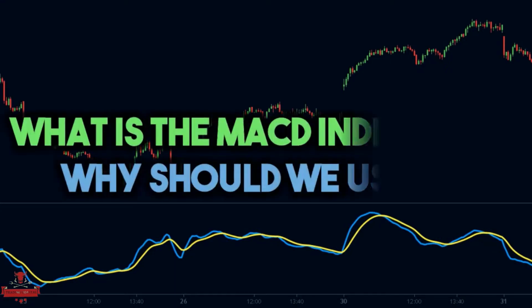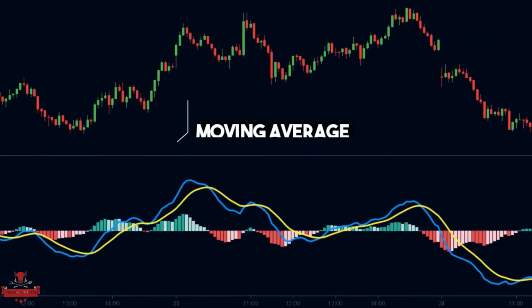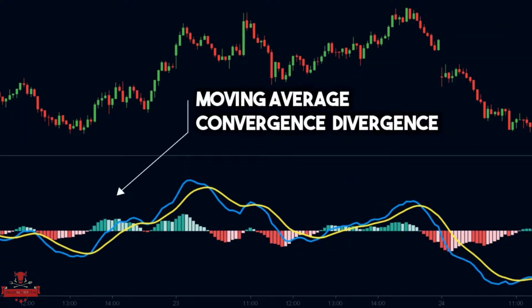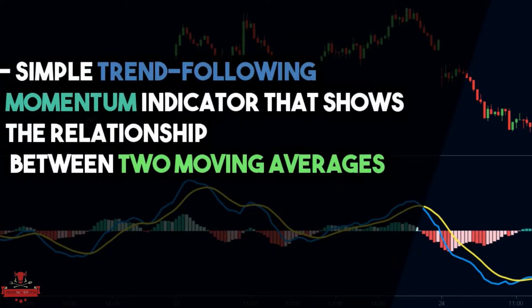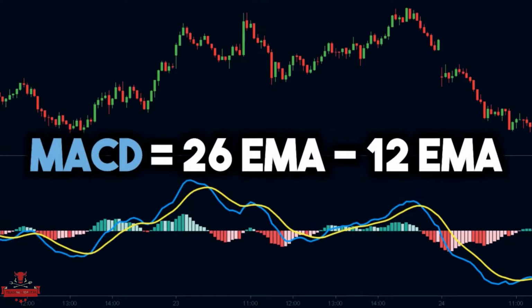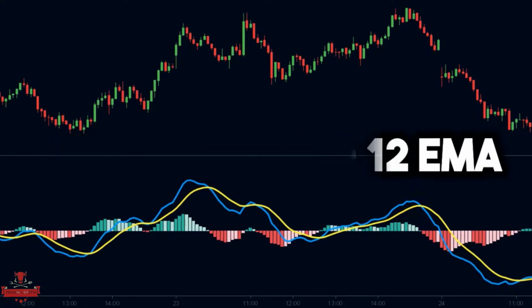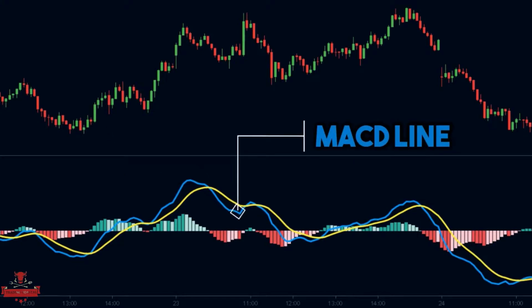Firstly, let us understand what is the MACD indicator and why should we use it. MACD stands for Moving Average Convergence Divergence. The MACD indicator is a simple trend-following momentum indicator that shows the relationship between two moving averages of the asset. It is calculated by subtracting the 26-period exponential moving average from the 12-period EMA. The result is plotted on the chart with the blue line. This is called the MACD line.